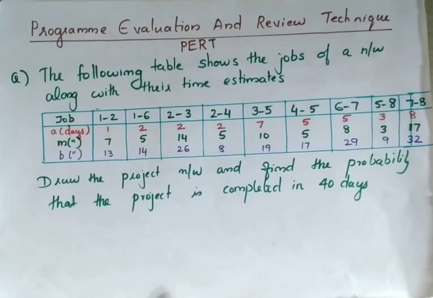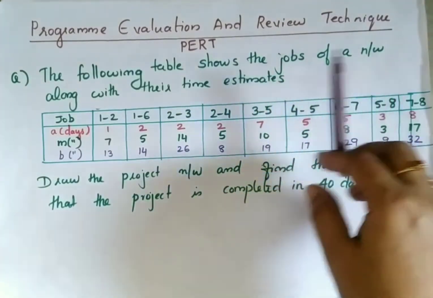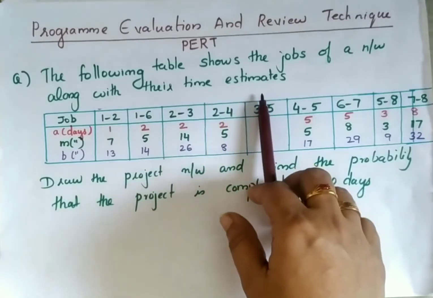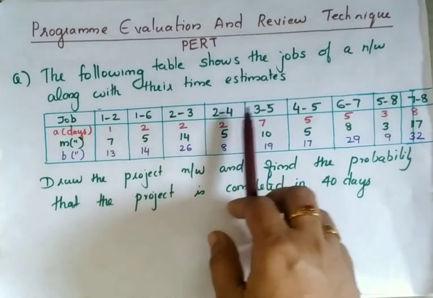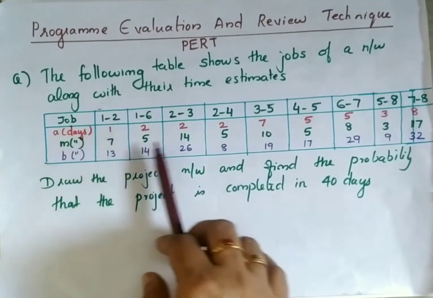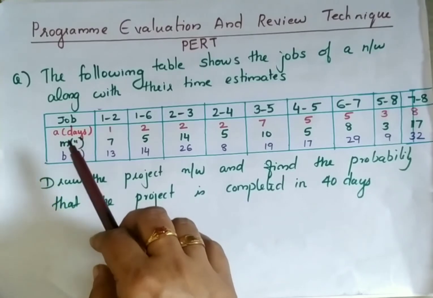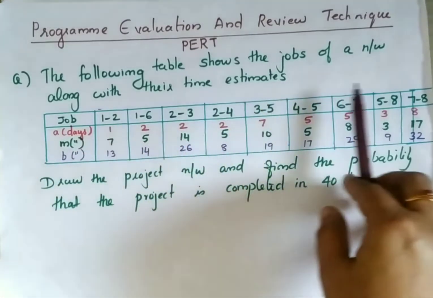So directly I will show the first question and we'll solve it. The question they used to give is the same as here. The following table shows the jobs of a network along with their time estimates. And here they will give the job, like 1, 2, 3. The activity they will give like this. And here they will give some of the timings, like it can be A, M, B or something like that. And I will tell you what it is. And like this, the question they will give.